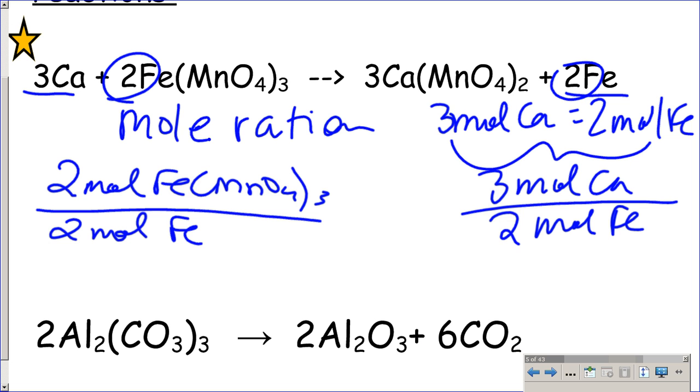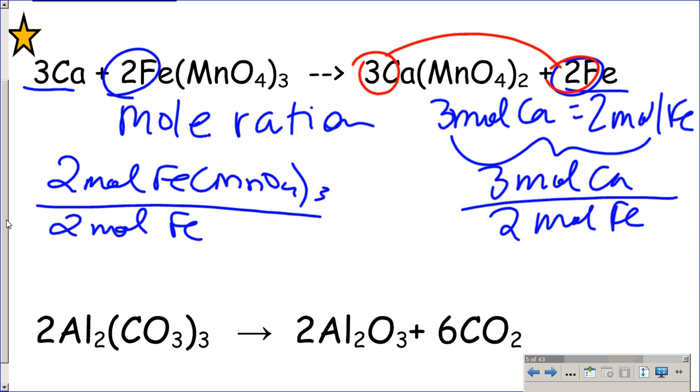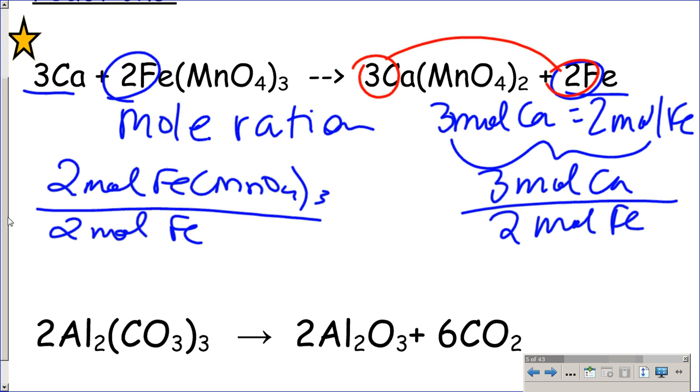All right, so tell me the ratio between calcium, permanganate, and iron. 3 to 2. So you can compare anything: reactants to products, products to reactants, reactants to reactants, products to products, apples to oranges. You can compare anything as long as you have the coefficients. That is the beauty of having mole ratios. So I think we get this. Let's see if we can apply some of it.